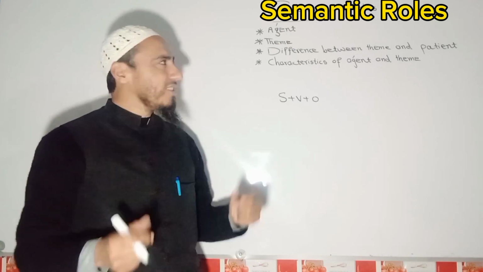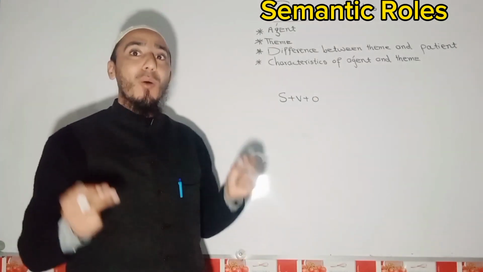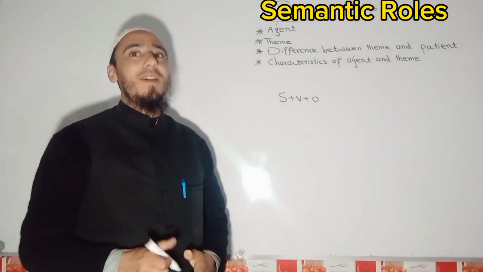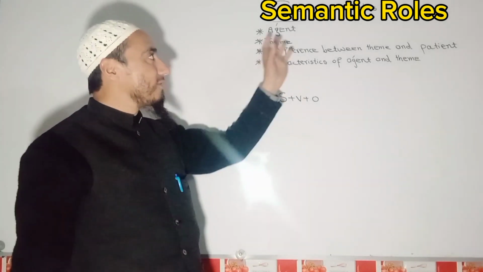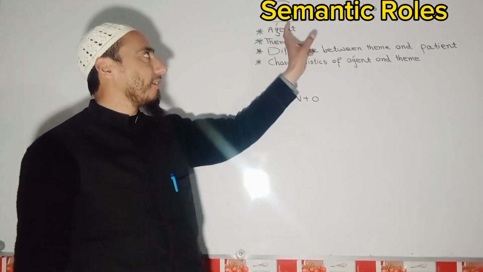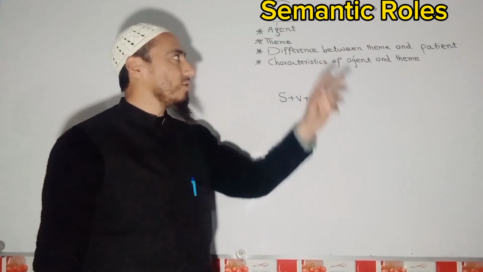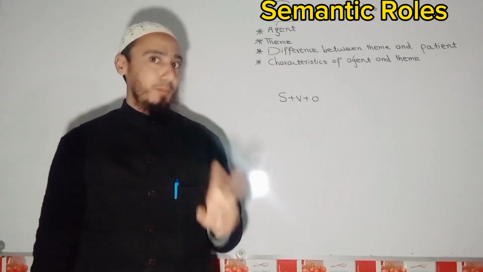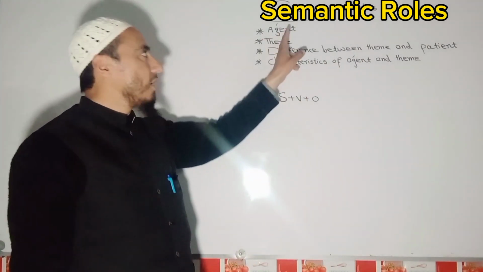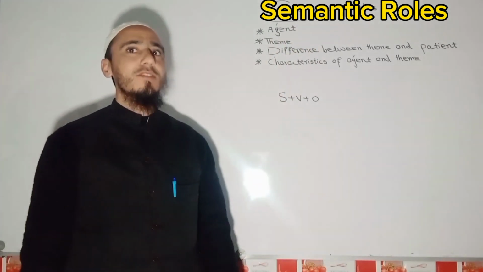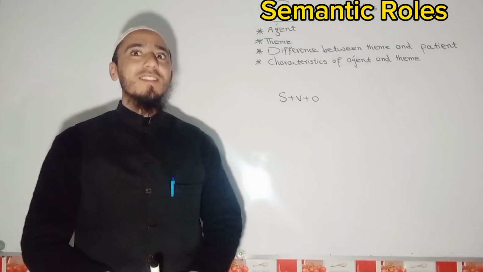Now, this is just the definition of semantic roles. Now, what do semantic roles tell us? This is the basic question. Semantic roles tell us about different things, such as agent, theme and patient, and so many others. But today in semantic roles, we are going to discuss only agent and theme. First of all, the question arises, what is agent?